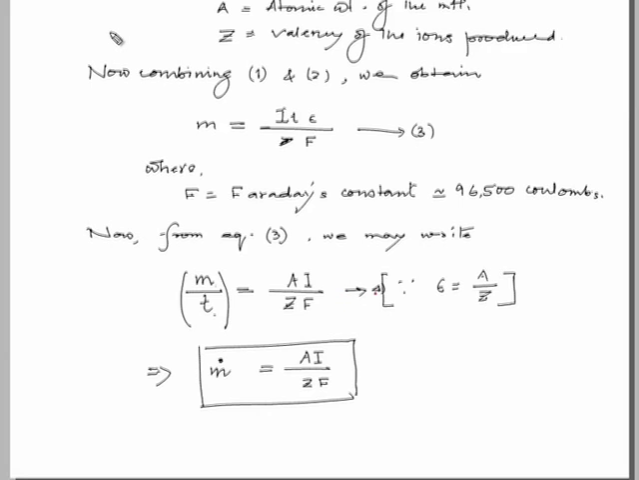If this is expressed as 4, this can be expressed as 5, equation 5, where this m dot represents the rate of material removal, or in terms of mechanical engineering we can say this is material removal rate, that will be of course in gram per unit time.